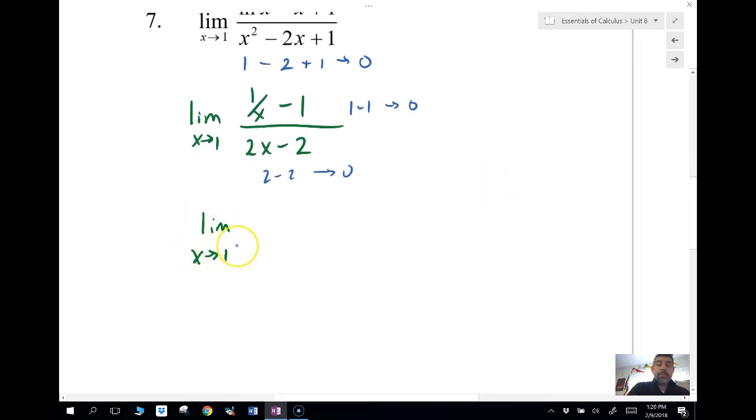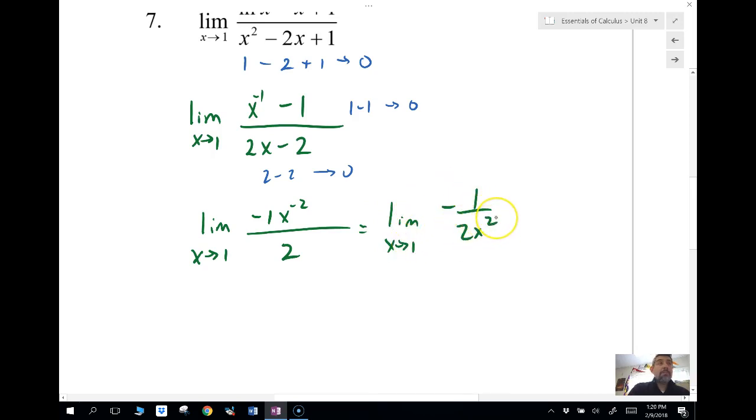Limit as x approaches 1. I'm going to change this to x to the negative 1. And I'm going to get negative 1 times x to the negative 2 minus 0, over 2, right? Derivative of 2x minus 2 is 2. That's the same thing as limit as x approaches 1 of negative 1 over 2x squared. Plug in 1, and I get negative 1/2. Bam! L'Hopital's rule.